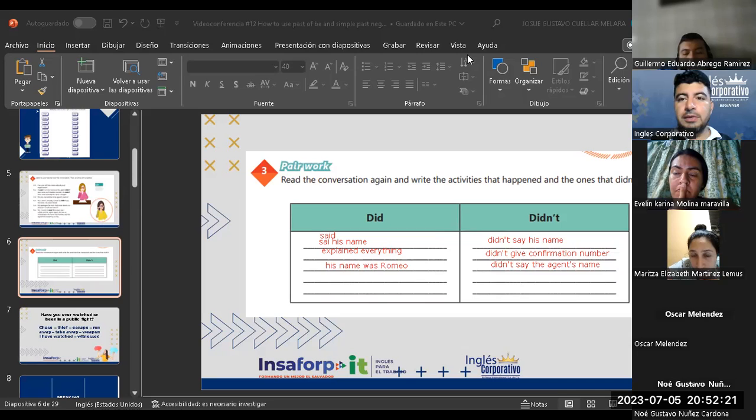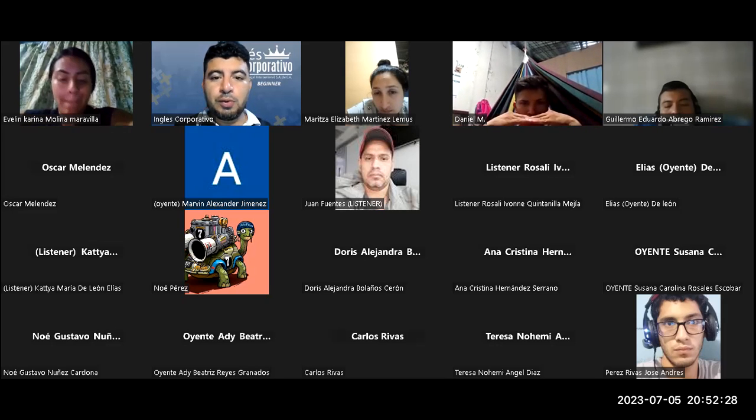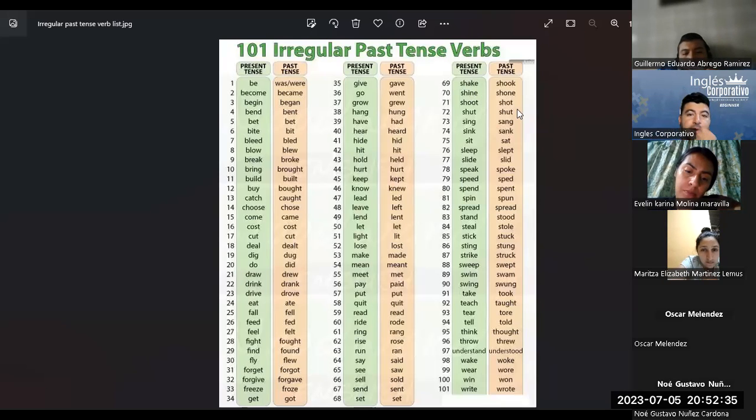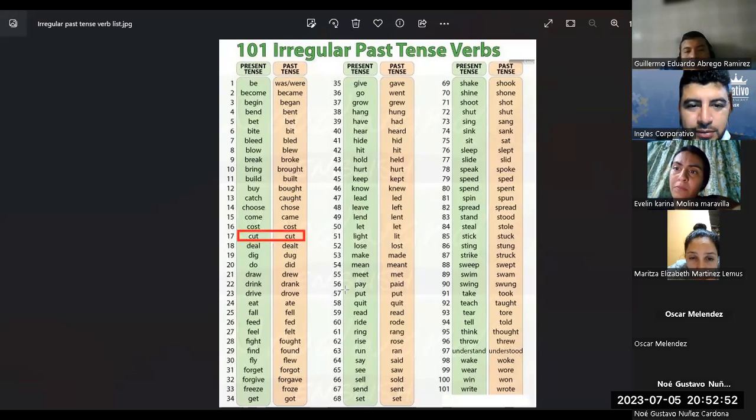Okay, let's continue. If you notice, I sent an image, a list of verbs in the WhatsApp group, if you can check it. Here we have 101 irregular past tense verbs. Look at this. I know that you already know some of these verbs. For example, hay unos verbos que están facilísimos. Look at this. El que les decía, could. Miren qué belleza de verbos.